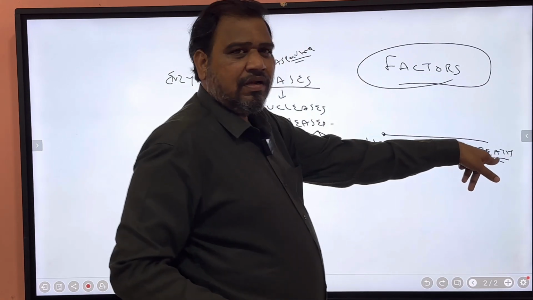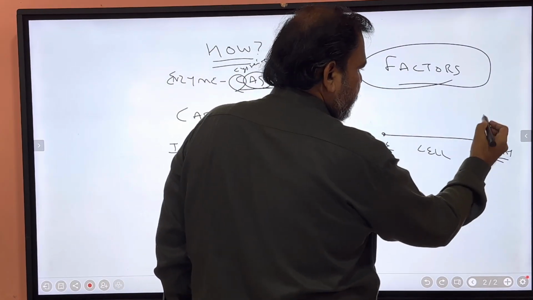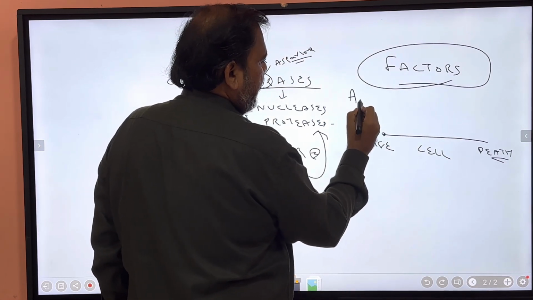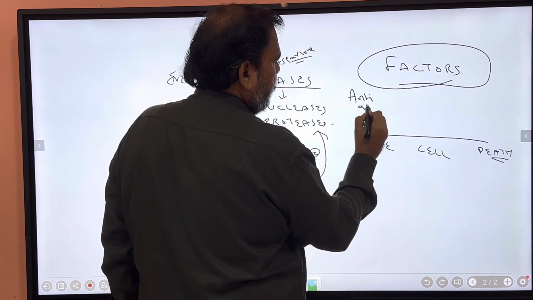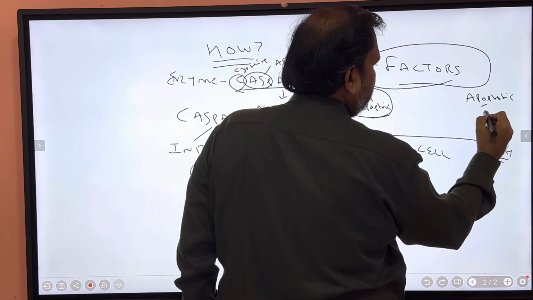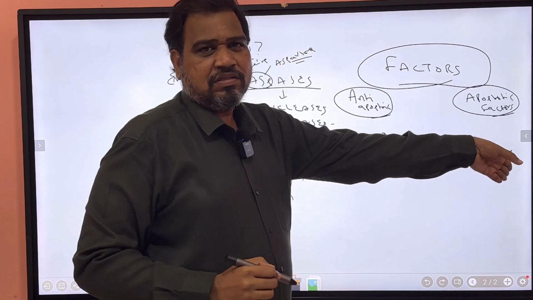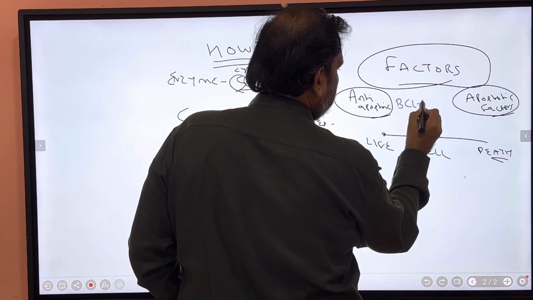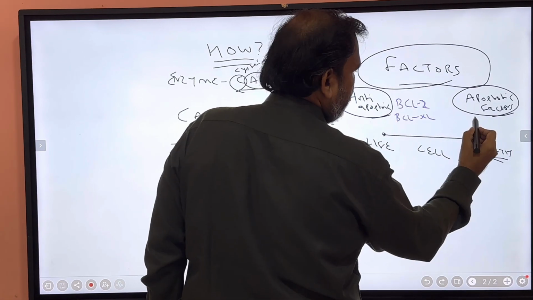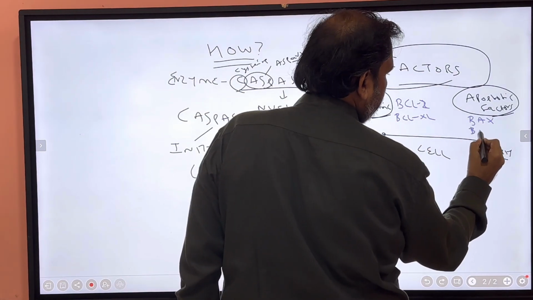So, when death of the cell will occur, I already discussed when apoptosis will occur. If I want to go for apoptosis, some factors are there which we call as life. I will put it here: anti-apoptotic factors which help in the life of the cell, and apoptotic factors which help in apoptosis, which is death of the cell. BCL2, BCLXL. The apoptotic factors are BAX, BAK.